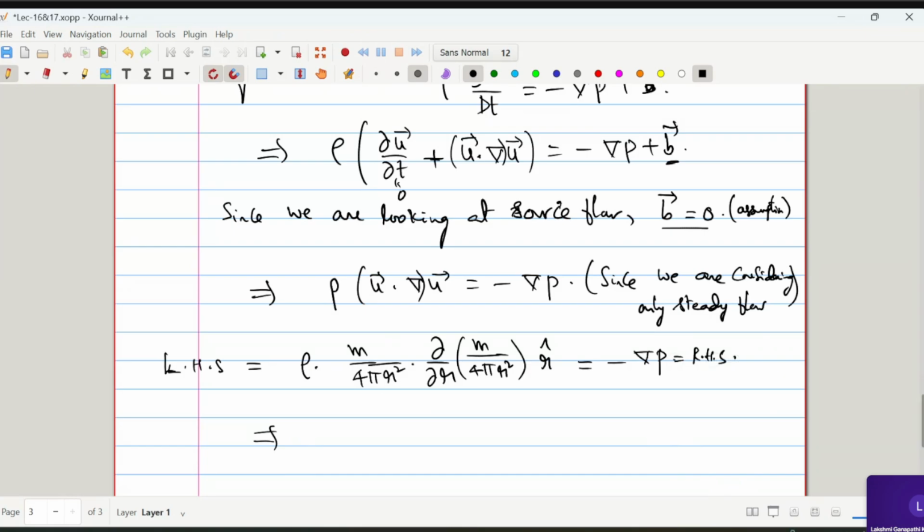So what is it that you get now? If you differentiate 1 by R square only, you're differentiating now, so 1 by R cube it will become. So you'll have finally R power 5. M is anyway constant, so m square comes out, and rho is anyway constant, divided by R power 5, 4 pi. Is there anything else you will get? Minus 2 divided by R cube, with the minus sign also. So 2 goes, and you'll have 2 into 4 is 8, 8 pi square, with negative sign of course, equal to minus grad P.